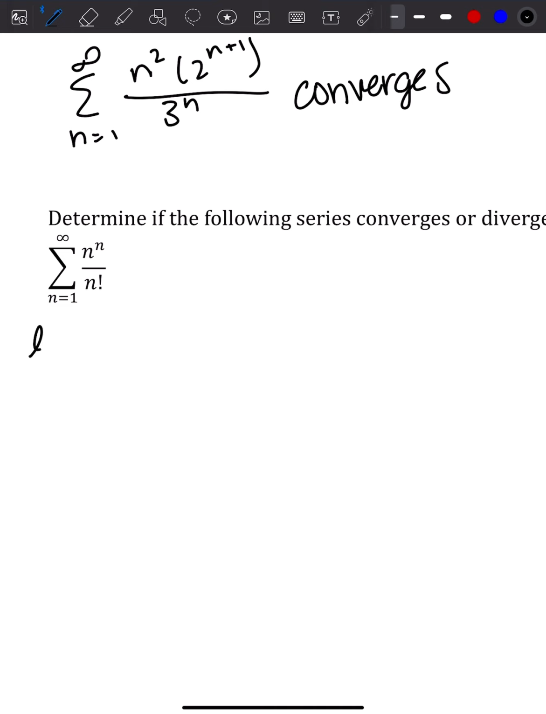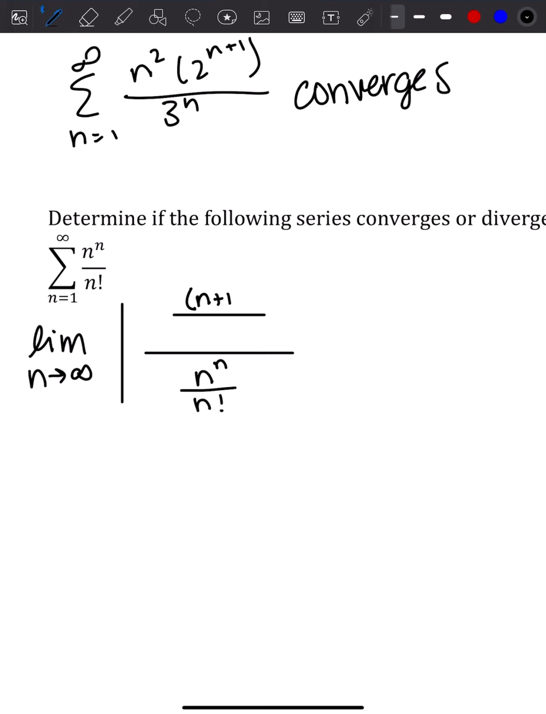So we have the limit as n approaches infinity of the absolute value of, on the bottom we always have a sub n, so we have n to the n divided by n factorial. On top, where we had n, we have n plus 1, so we have n plus 1 to the n plus 1 and n plus 1 factorial.